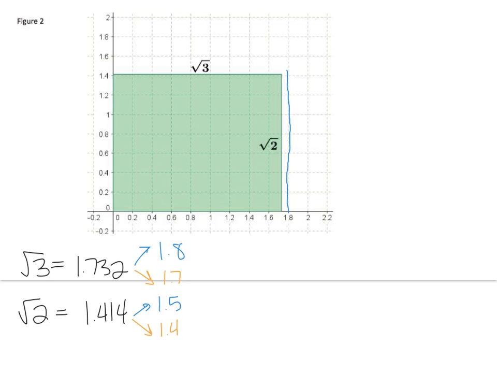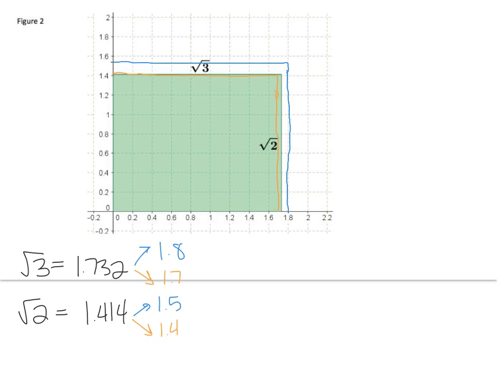Right about in half. So that would be our upper limit there. And then for the lower limit, we go ahead and round down to 1.7. About in between. And then 1.4, a little shy of that green one. So we're getting closer, right? Because square root of 3 and the square root of 2 aren't exact numbers. So we go ahead and get closer and closer and closer.